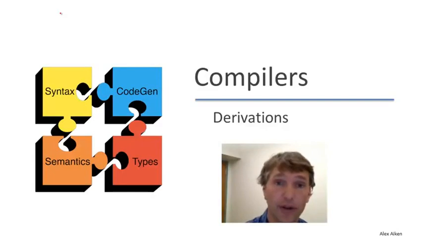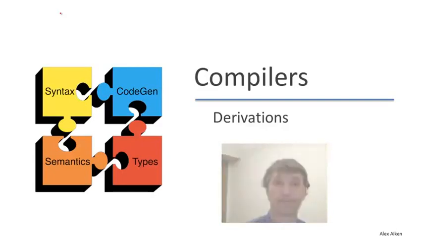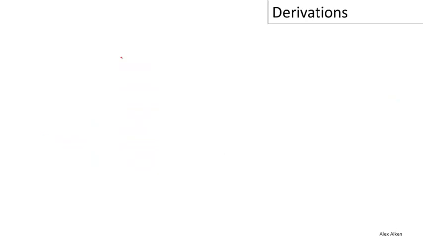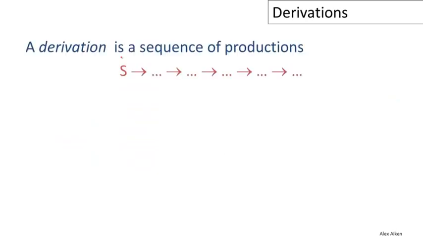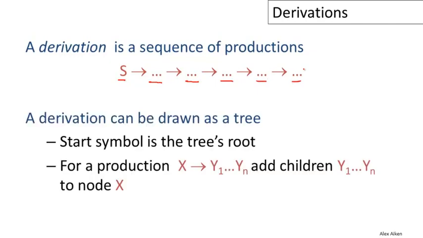In this video, we're going to continue our discussion of parsing with the idea of a derivation. A derivation is a sequence of productions. Beginning with the start symbol, we can apply productions one at a time in sequence, and that produces a derivation. And a derivation can be drawn in a different way. Instead of as a linear sequence of replacements, we can draw it as a tree.